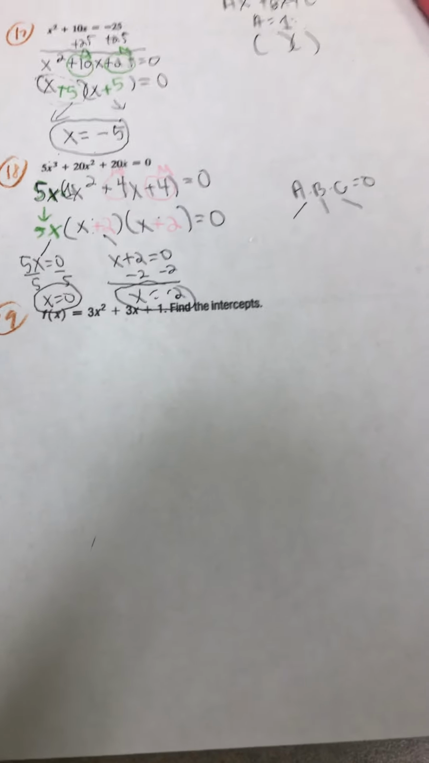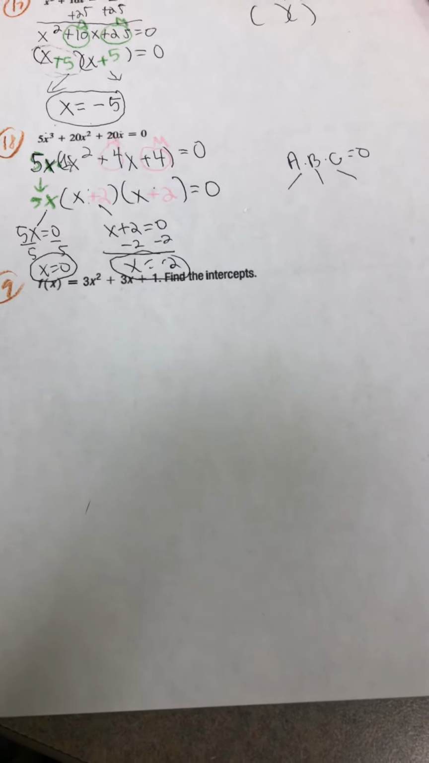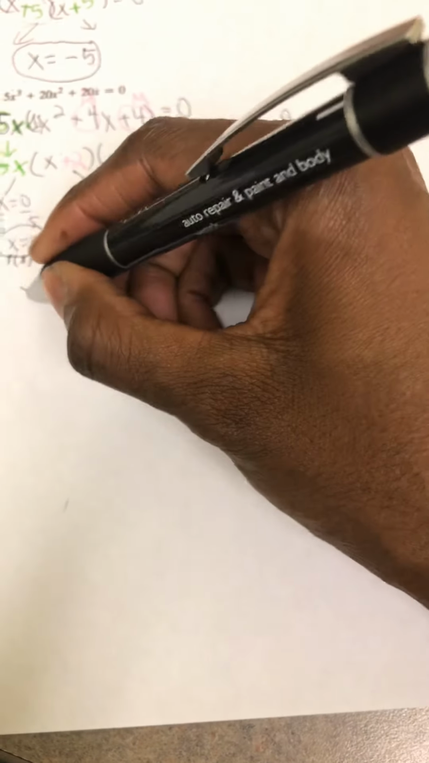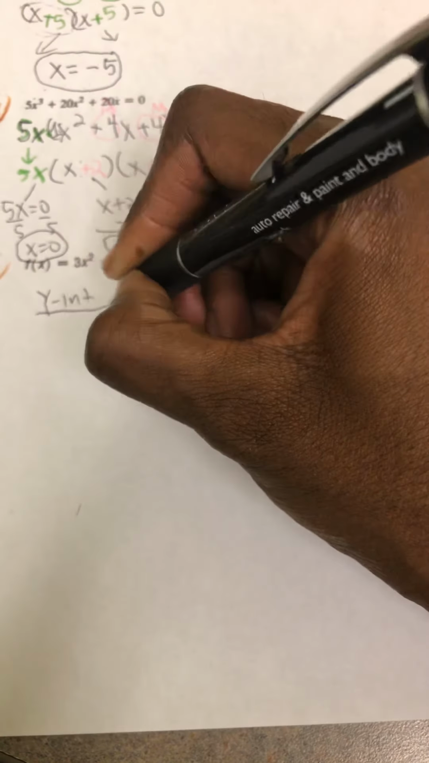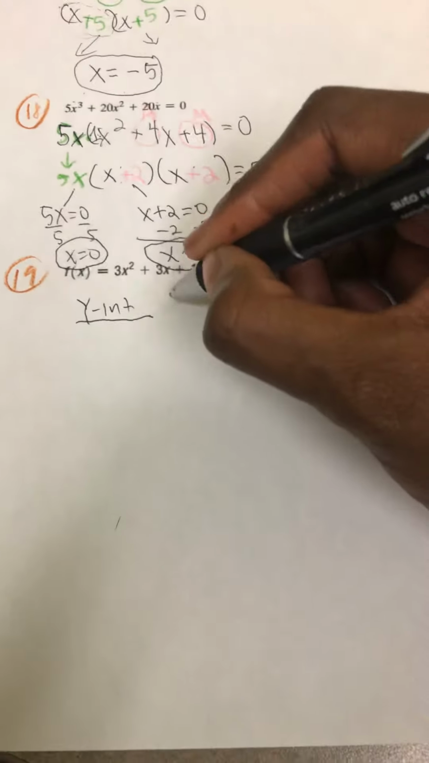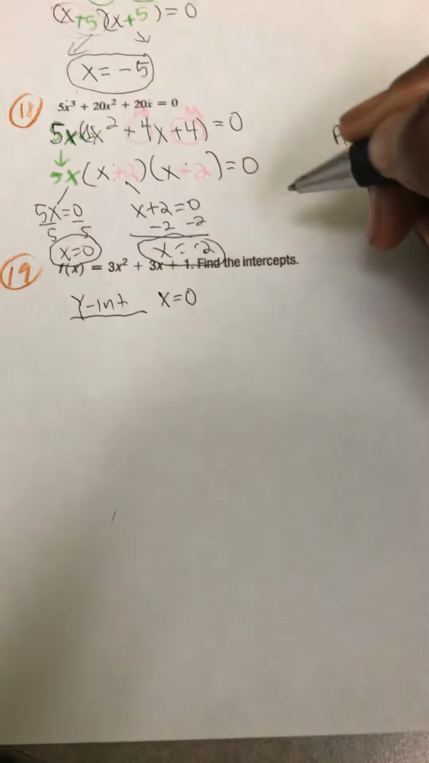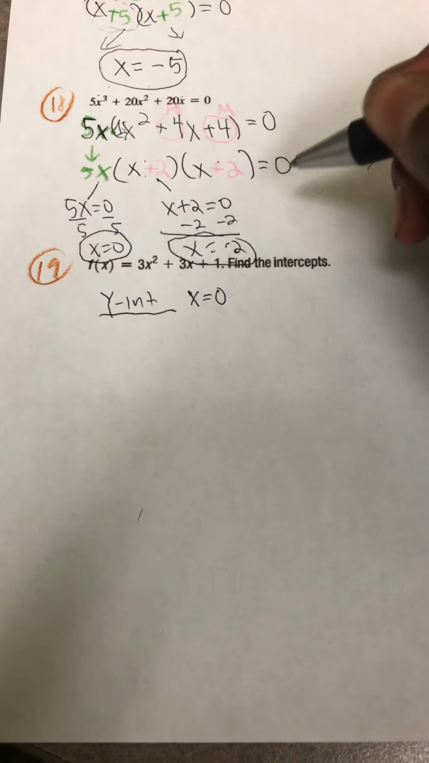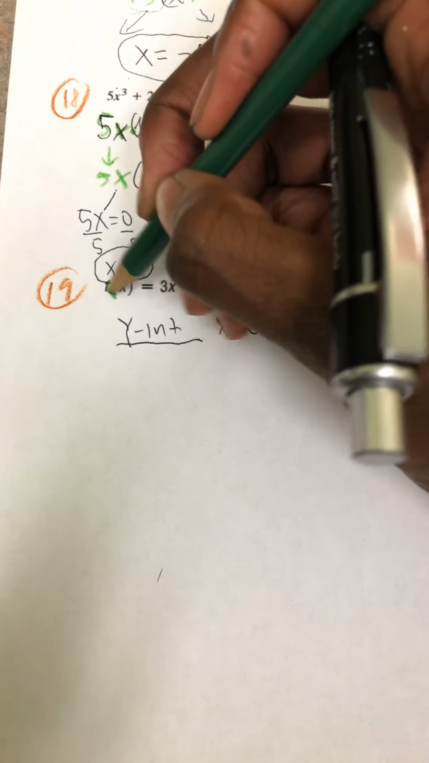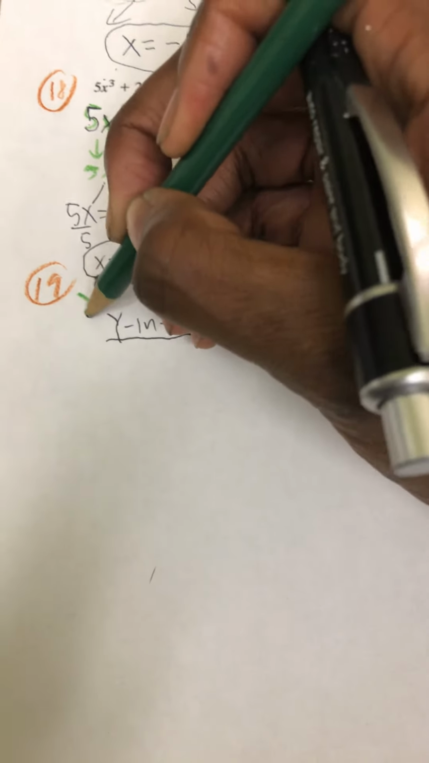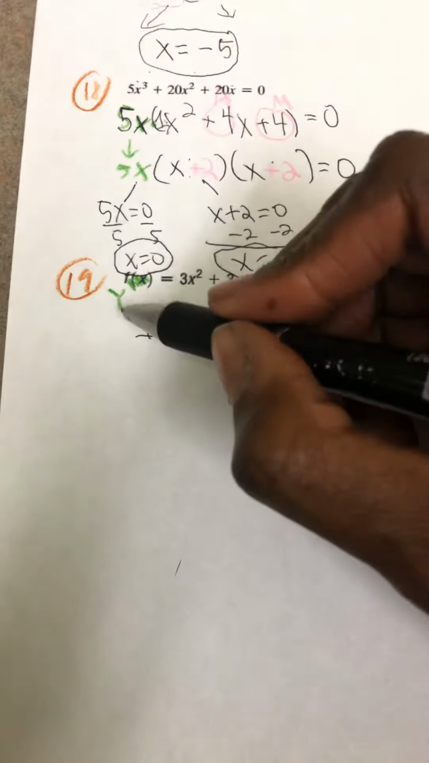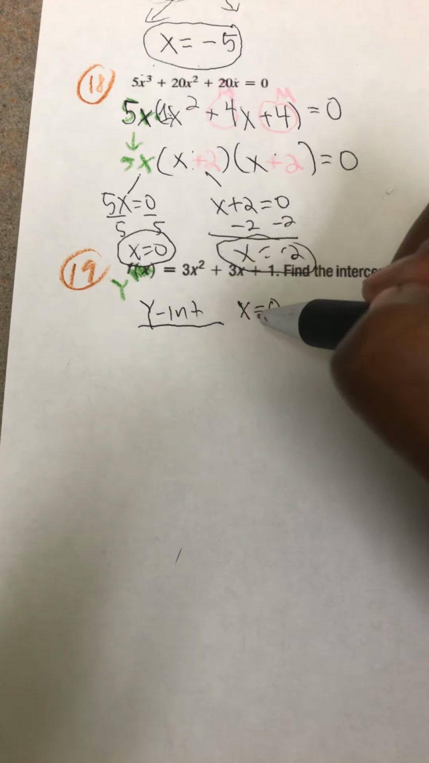For number 19, it's asking us to find x and y intercepts. Okay, so the first thing I'm going to do is my y-intercept. Remember that y-intercepts are when x is 0. So I'm going to go through and just plug in 0 for my x. Remember that f of x is the same thing as y, okay? So I'm going to rewrite this problem, but instead of x, I'm going to plug in 0.